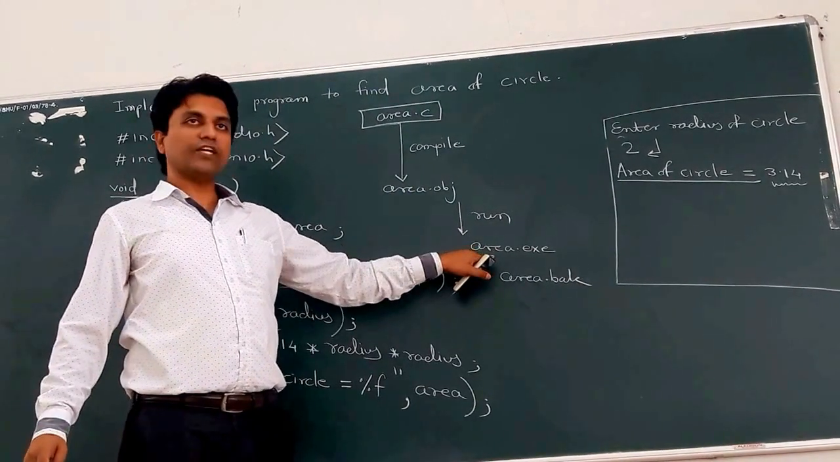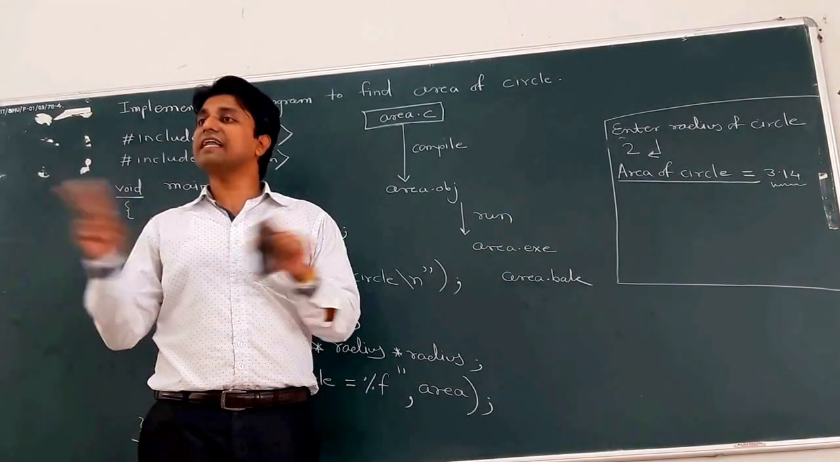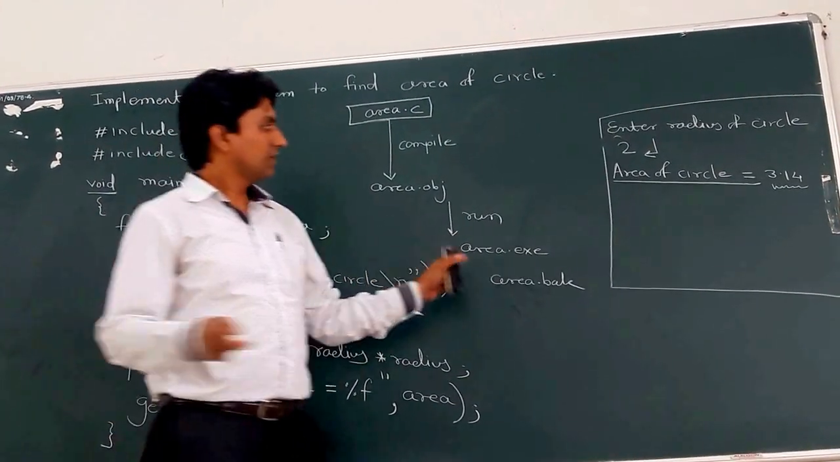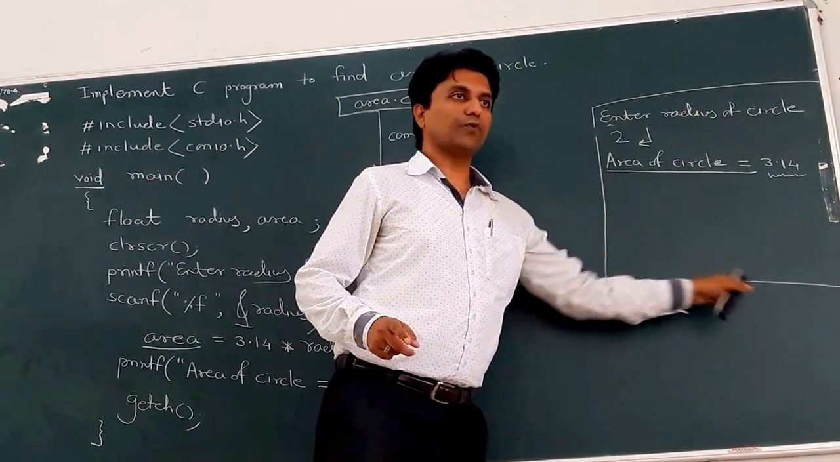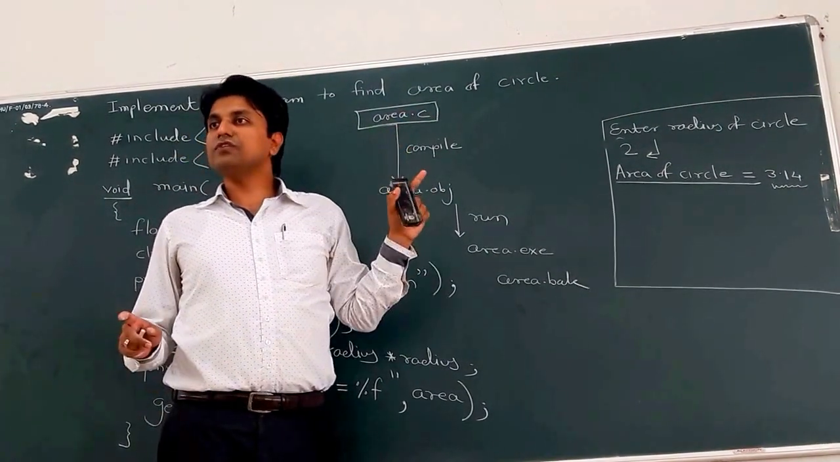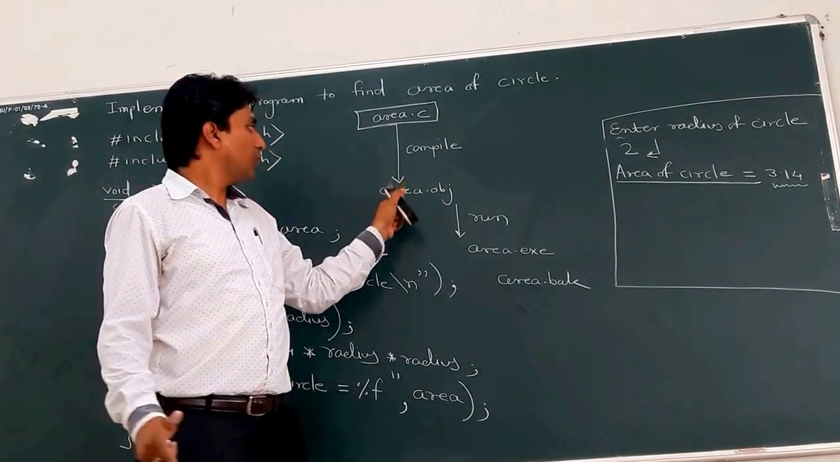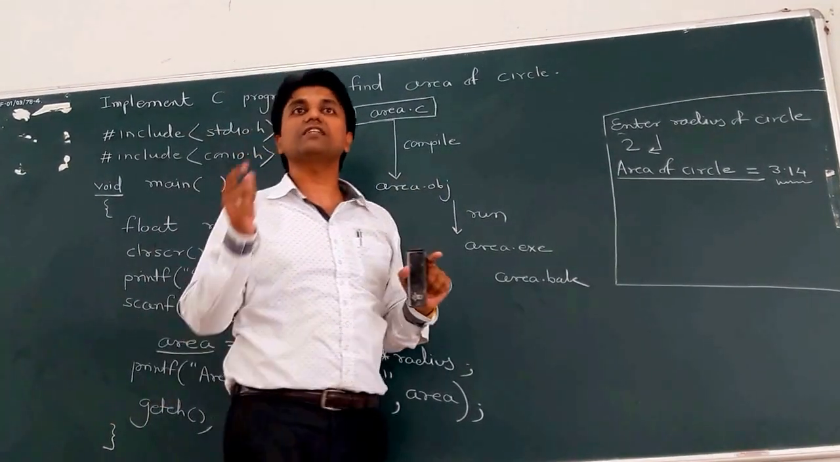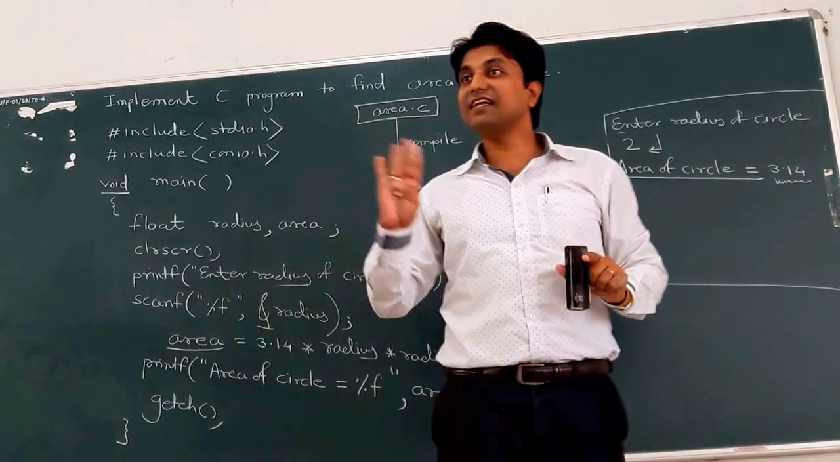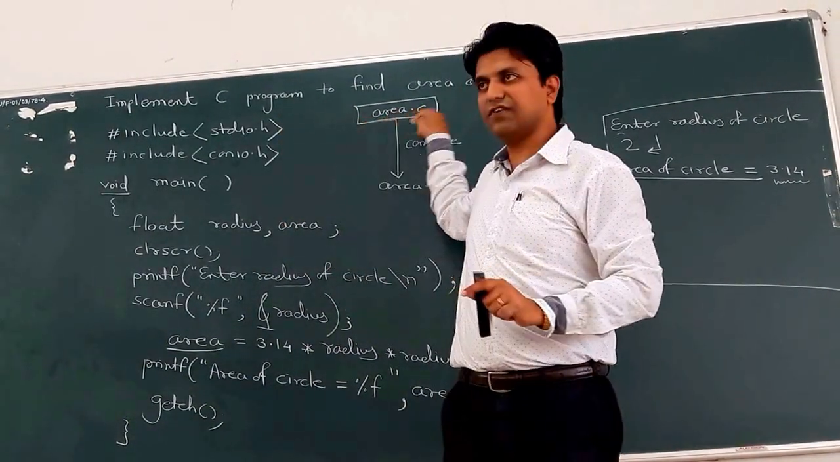Clear? This is the executable file. When you click on this executable file, it is directly executed, which means it gives the output like this. If you open this area.c file, it gives only the source code. If you open the area.obj file, it is in binary format, so it is not in readable format. We cannot read it, there are just different symbols.